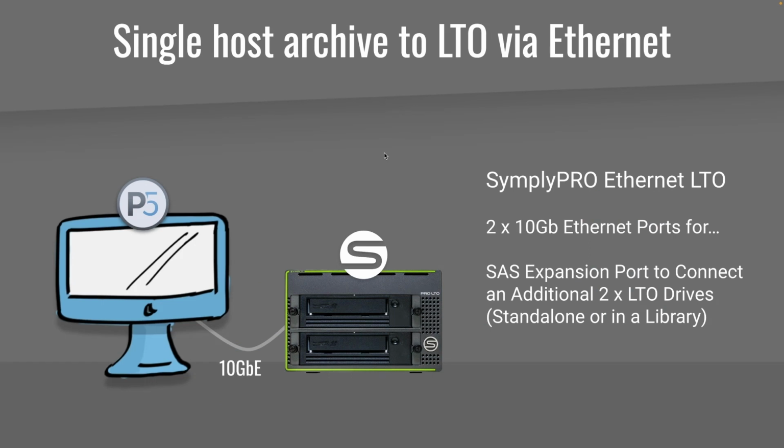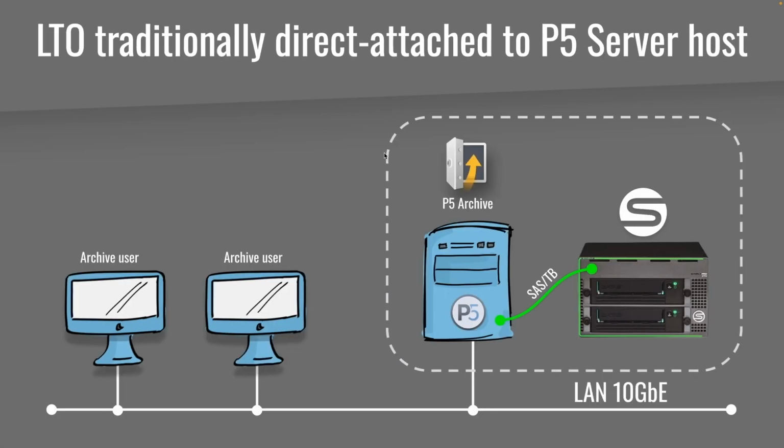The simplest installation of P5 running on a host with a Symply LTO drive is pretty much the same as it would have been with SAS or Fibre Channel. You can just use an Ethernet cable, go to a transceiver, use copper Ethernet and get 2 times 10 gigabits worth of speed. That's all well and good, but it's a bit different when you're looking to see how P5 might be made more flexible as a result of being able to connect your tape drive to the Ethernet network.